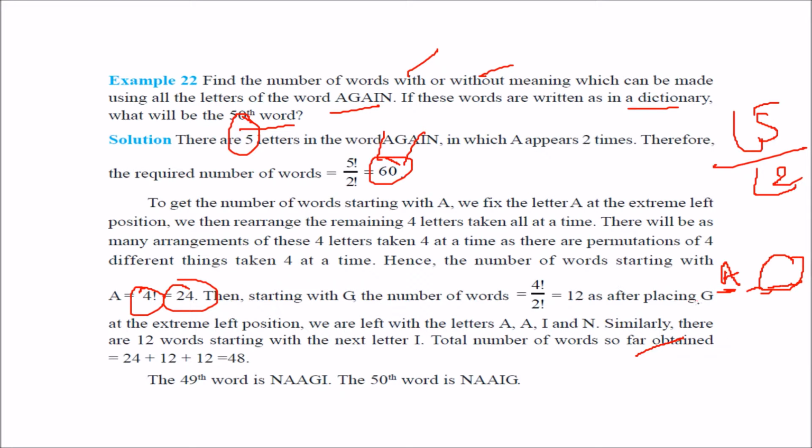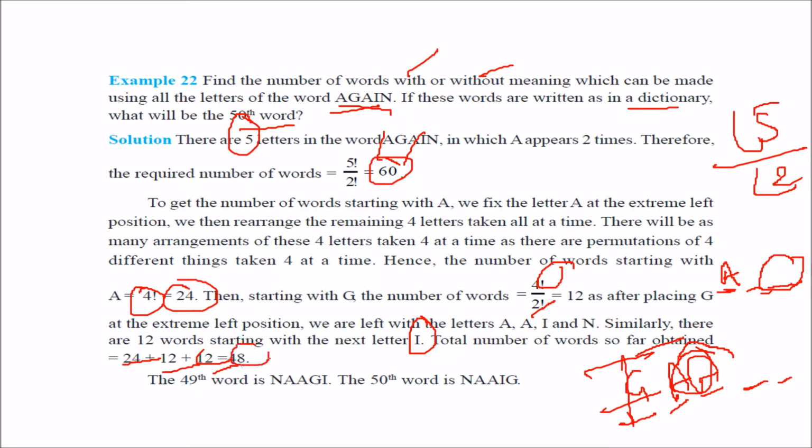Now when you fix the next one, which alphabetically is G, you fix G as the first place and the next 4 places. So when you are fixing G, A can be anywhere here. Now A is repeated, so it is factorial 4 by factorial 2. Similar case if you take I as the first one and fix it here, then the total number will again be 12. So 24 plus 12 plus 12, which is 48.